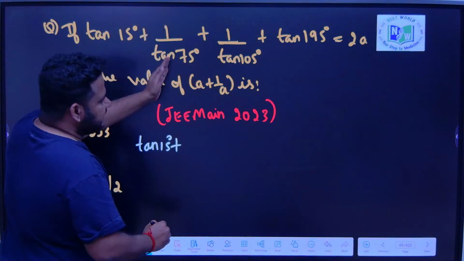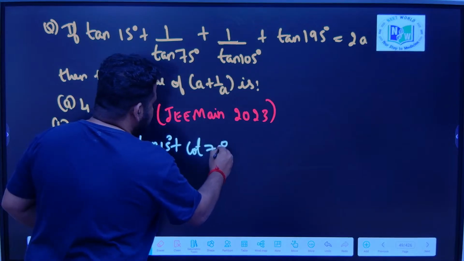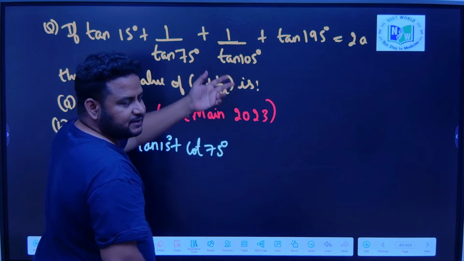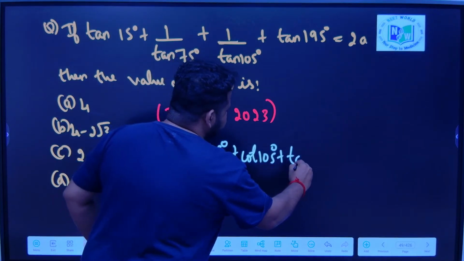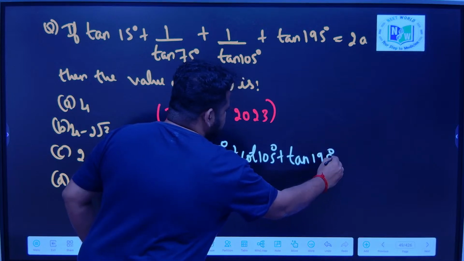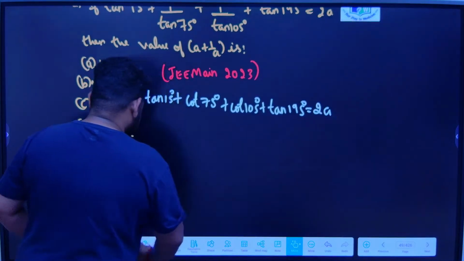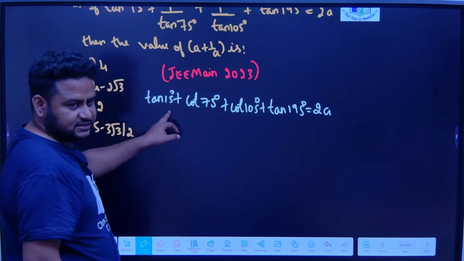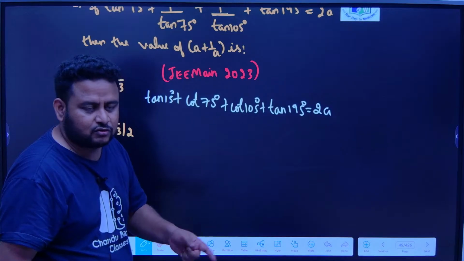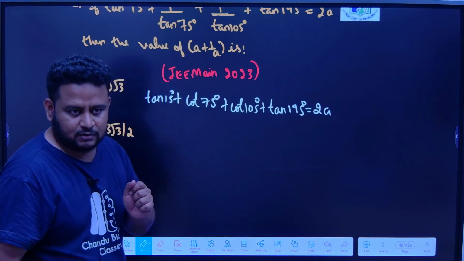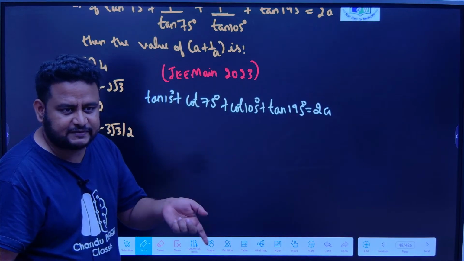Now, 1 by tan means it is nothing but cot. I can write it as cot 75. Alright. Now, 1 by tan 105 can be written as cot 105 plus tan 195, is equal to 2a. Fine. Now, see here, this tan 15 degree is there, this cot 75 is there. Cot 75 can be written as what? 90 minus 15. Cot of 90 minus theta is tan, because 90 is an odd multiple. Odd multiple means cot will change to tan.